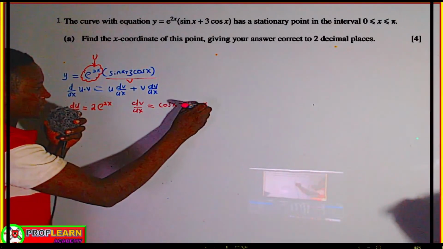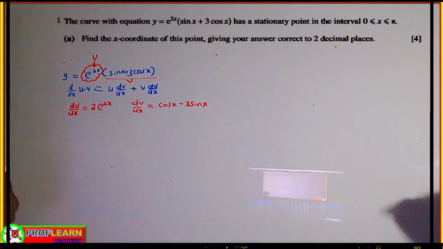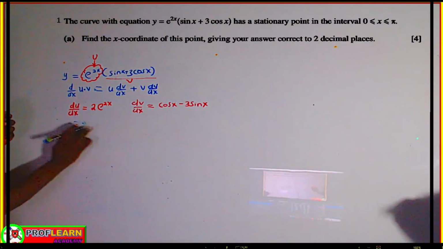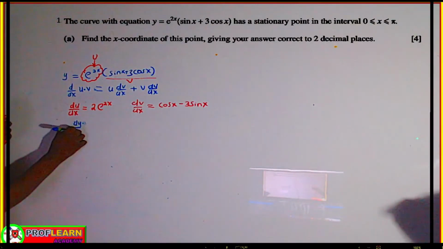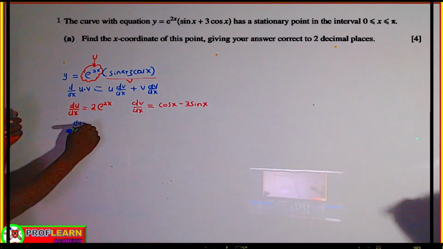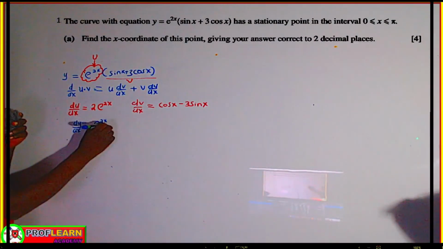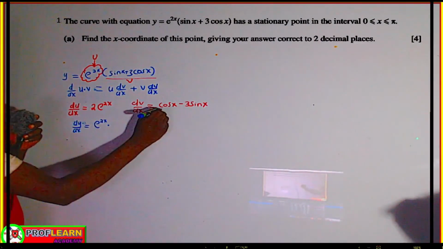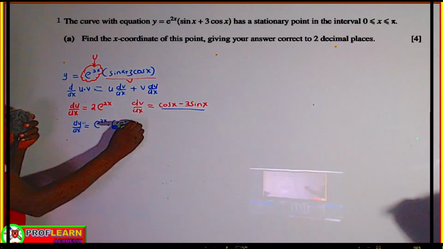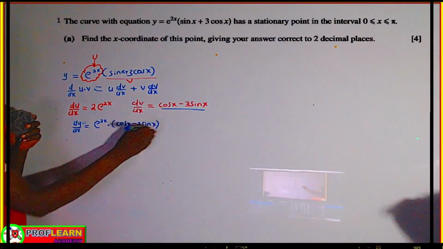Now, once we have gotten all this, we can go ahead and use product rule, and we plug in what we have. So dy/dx is going to be equal to u dv/dx. Our u is e to 2x, then dv/dx is this part that we had gotten here, and this is going to be cos x minus 3 sin x.